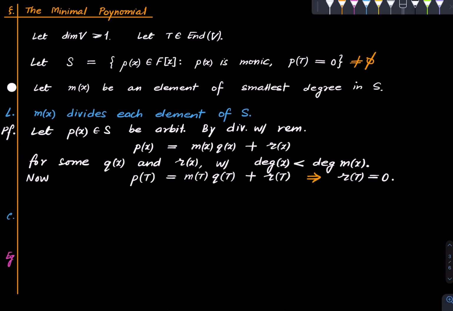How? R(x) is perhaps not monic, but if it is a non-zero polynomial which is satisfied by T, we can again forcefully make it monic and retain a polynomial of the same degree as that of R, which is satisfied by T. And hence in S there would be an element of degree even smaller than that of M(x), because the degree of R(x) is smaller than the degree of M(x).